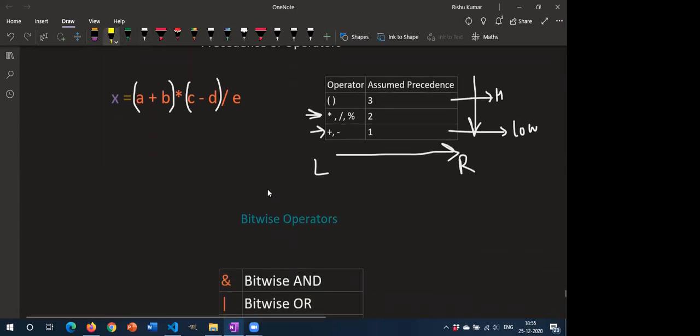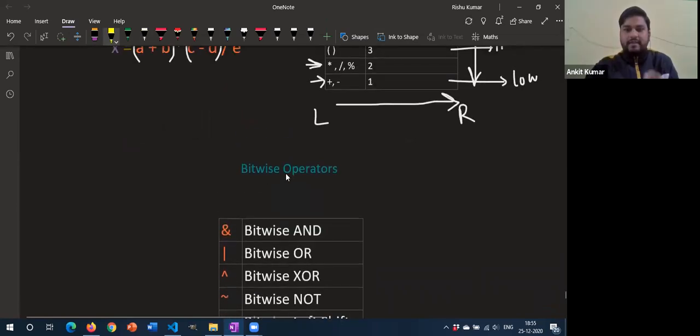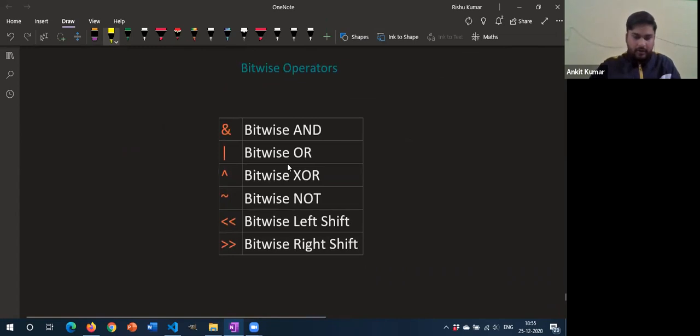Okay, so now the next operator is the bitwise operator. We should study bitwise operators now, and we'll understand all the operator symbols that we have. We have the bitwise AND operator, bitwise OR operator, bitwise XOR operator, which is known as XOR or exclusive OR. Then we have the bitwise NOT operator, then bitwise left shift and right shift. We'll do calculations on all of these to understand them better.